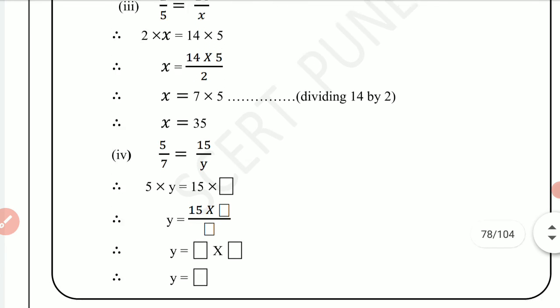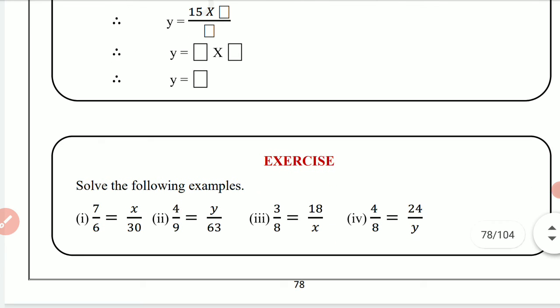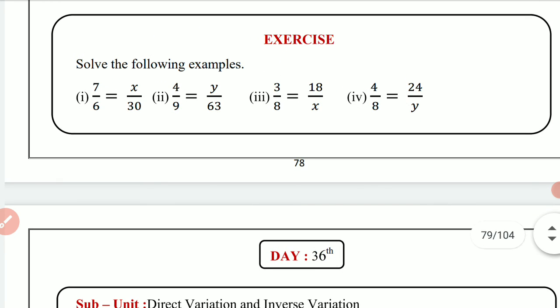The third example is also similar, and here an exercise is given for you. There are 4 examples, 1, 2, 3 and 4. You have to solve them in your bridge course notebook.